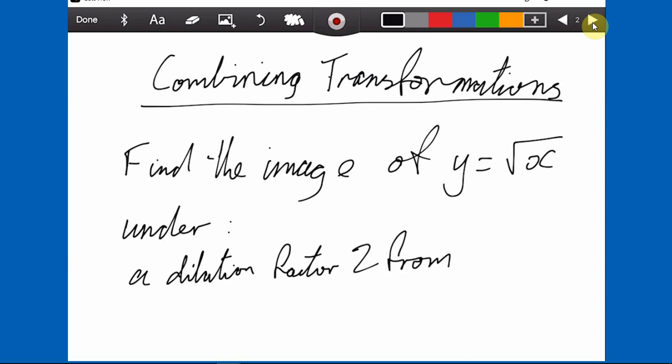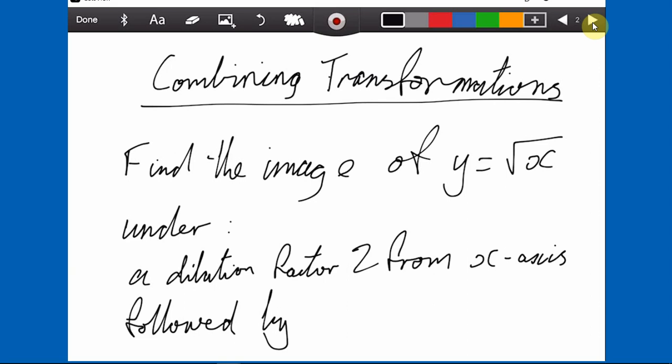from the x-axis, followed by a reflection in the x-axis. All right, so they're the things that we want to do.